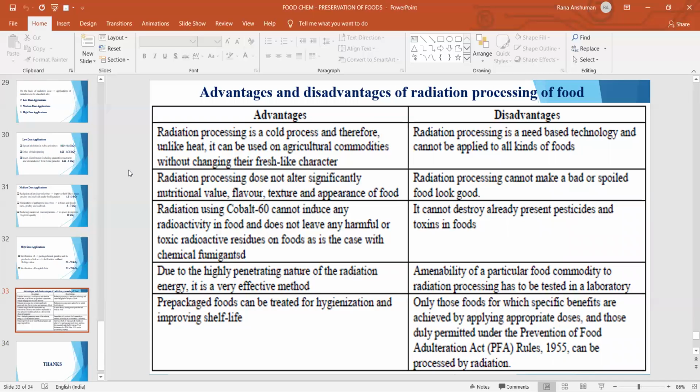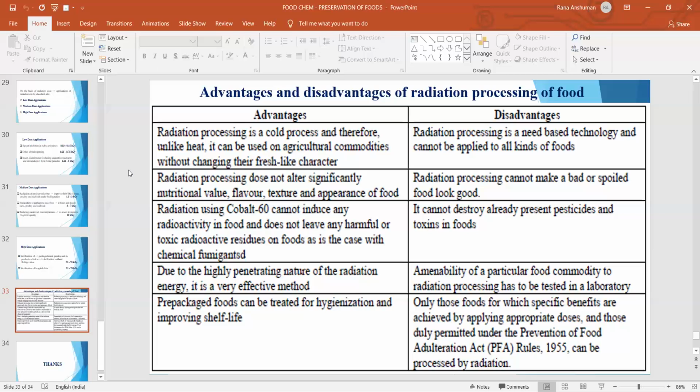So lastly, we will see different advantages and disadvantages of radiation processing of food. Radiation processing is a cold process, and therefore, unlike heat, it can be used on agricultural commodities without changing their fresh-like character. This is one of the important advantages of radiation processing.